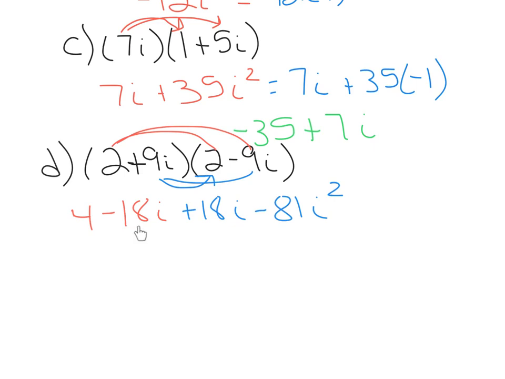Now we need to simplify. I hope you recognize these are like terms in the middle, but they're also opposites. With the negative 18 and the positive 18, these two terms cancel, so they will be gone. So what we really have here is a 4 minus 81 times negative 1, because i squared equals negative 1. So 81 times negative 1, which simplifies to make 4 plus 81, because you have a negative times a negative, so we now have plus, which equals 85.